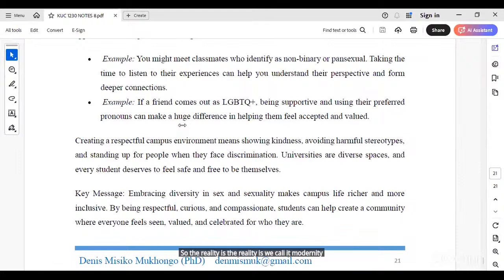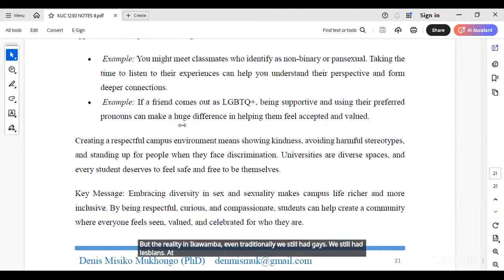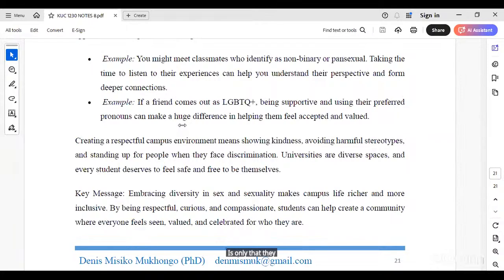So the reality is, we call it modernity. Modernity is happening. Modernity comes with good and bad. The bad side is always the disease that comes, the lifestyle diseases. But the reality ni kwamba, even traditionally, we still had gays, we still had lesbians. Hata kitambo, they were there. It's only that there was not enough.